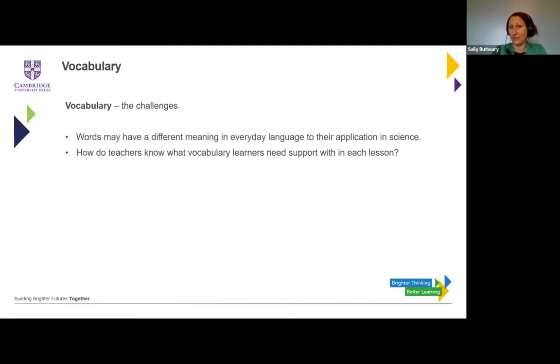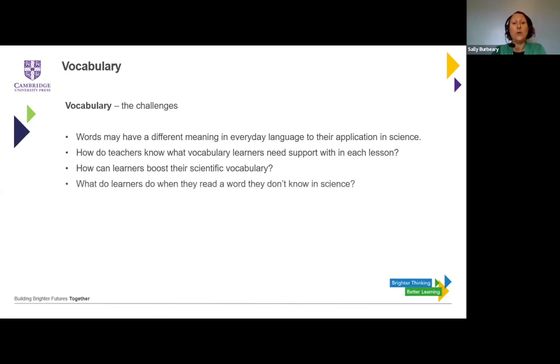And also, from our point of view as teachers, how do we know what vocabulary learners will need in that lesson to support with the area of learning that we're focusing on today? And also, how can we help our learners to boost their scientific vocabulary? Like with all subjects, it has a particular set of words, vocabulary, and phrases that students need to understand and also be able to use to explain their ideas. What do learners do when they read a word that they don't know in science? It could be reading part of a textbook, for example, and they come across a word which they just haven't seen before and don't know the use in science. So how can we help learners to decode some of these words?